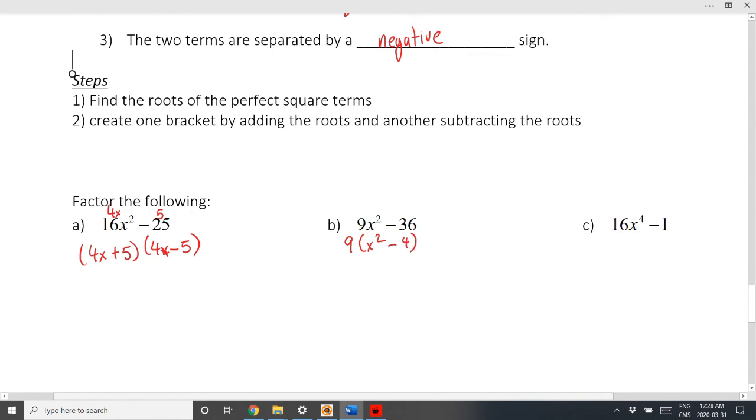Okay, so we have x squared minus 4 inside the bracket. And as you can imagine, what's the square root of x squared? It's just x, or 1x. And then we have the square root of 4, which is 2. So we can see that it's a perfect square, two squared numbers. It's a binomial, and there's a subtraction in between. So we can use our method here. So we're going to find out what the root is of each of these. This is just going to be x, and this is just going to be 2. So we're going to have x plus 2, and then x minus 2. And that's it.